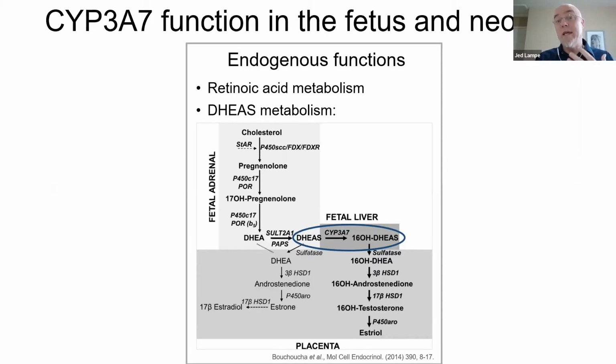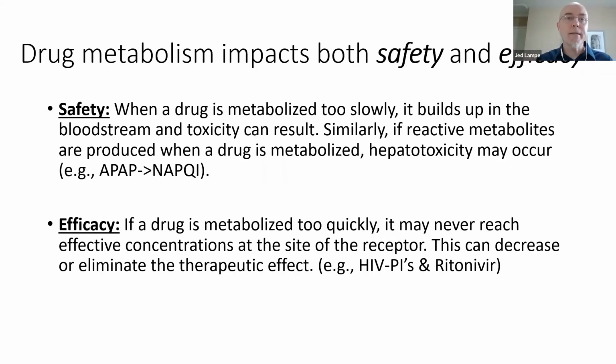So anything that could inhibit this and reduce those 16-hydroxy DHEAS levels will lead to reduced estriol and low birth weight, which is the primary cause of infant mortality in the US. So keep that in the back of your mind. So drug metabolism then impacts both safety and efficacy, right? I'm going to tell you two stories today. One is about safety, and the other is about efficacy of the drug. So how does it impact these two things?